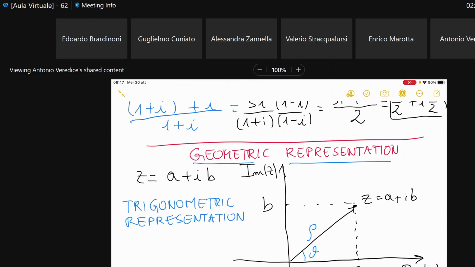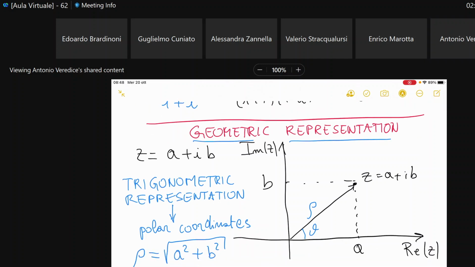Okay, so using polar coordinates. By polar coordinates, I mean rho and theta, the length and the angle. Rho and theta are linked to A and B within this expression. We already know that rho, the modulus, is the square root of A squared plus B squared.